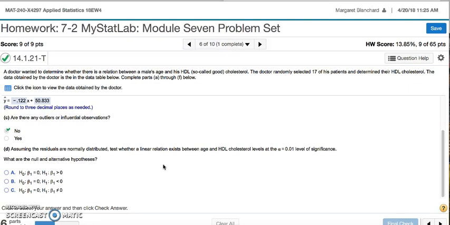All right. Assuming the residuals are normally distributed, test whether a linear relation exists between age and HDL cholesterol levels at the alpha equals 0.01 level of significance. So what are the null and alternative hypotheses?